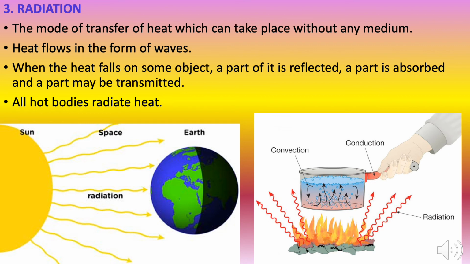Then, coming to the figure given in this slide, that man is holding a container and he is boiling the water. This container is getting hot and the handle is getting hot due to the process of conduction. This liquid is becoming hot due to the process of convection, and the heat which is coming on the side of this flame is due to the process of radiation. And in another figure, you can see how the sun's heat reaches the earth by the process of radiation.